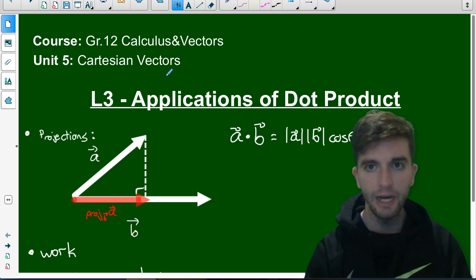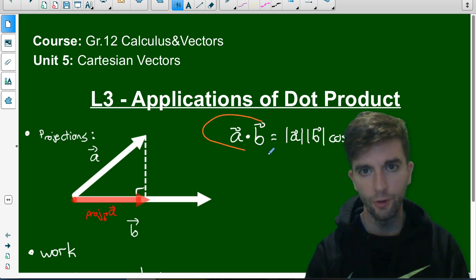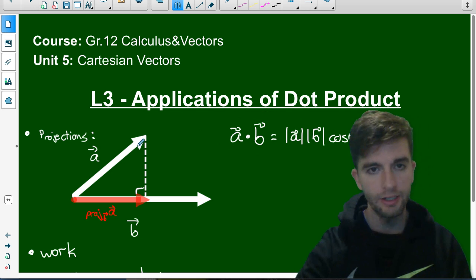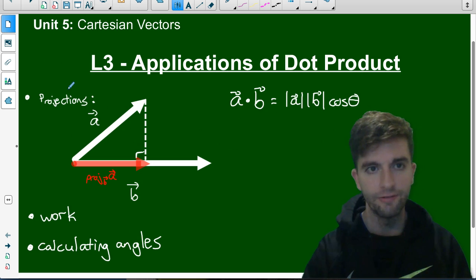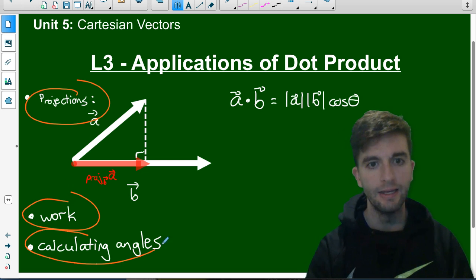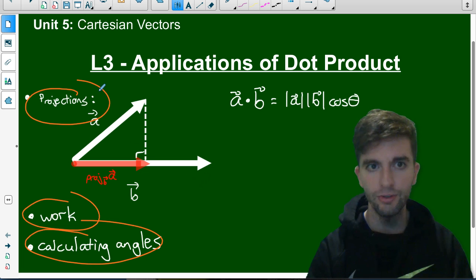This is Lesson 3, Applications of Dot Product. This is from the Grade 12 Calculus and Vectors course, from the 5th unit, Cartesian Vectors. In the previous lesson, we learned about the formula for dot product, and in this lesson, we're going to use our understanding of dot product to solve questions involving projections of vectors, calculating work, and calculating angles between two vectors. So we'll use our understanding of everything from Lesson 2 to solve problems involving those three things.